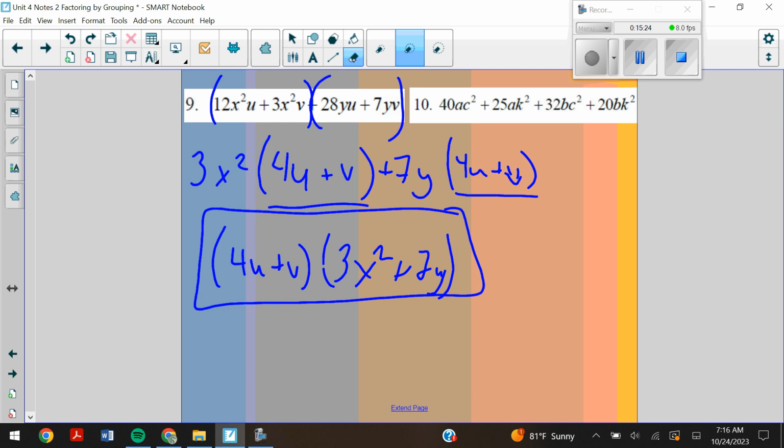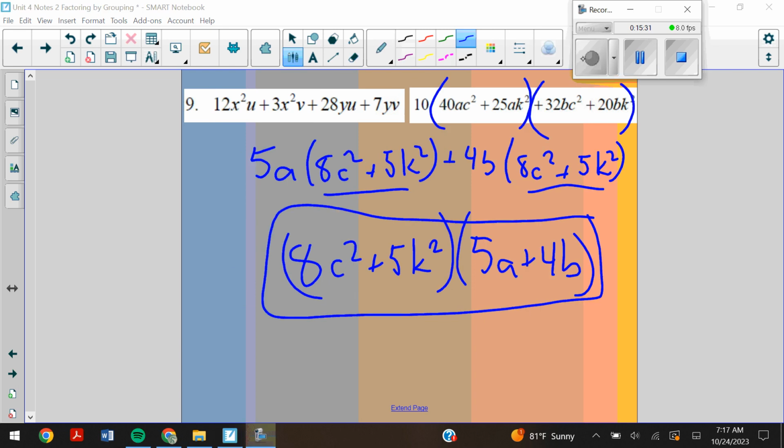All right. Give the last one a try. Look for GCF first. If not, then break it into your two. Okay. All right, taking a look at this last one, the 40 and the 25, we can factor out a 5 and an a, and we're left with 8c squared plus 5k squared. And then in the second set of parentheses, 32 and 20, we can take out a 4 and a b. So we have for a solution 8c squared plus 5k squared and then parentheses 5a plus 4b.